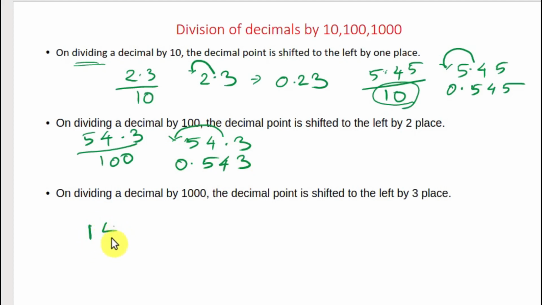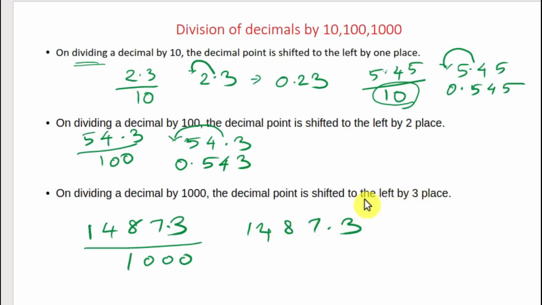Here, the point is here. I am dividing by 1000. So what is the answer here? The point is shifted to the left by 3 places. So the point will go here. So 1.4873.